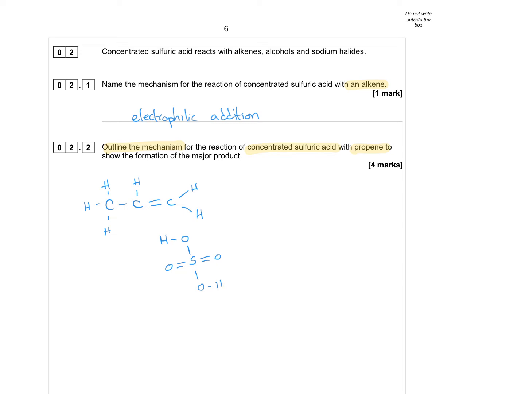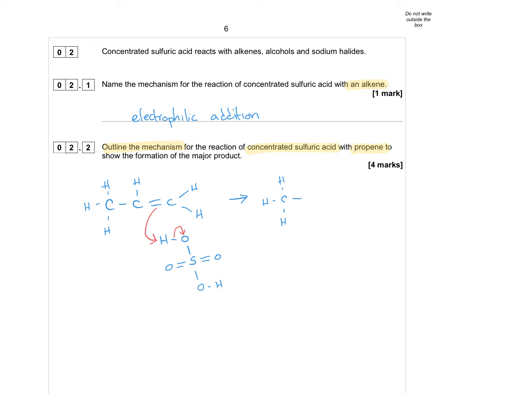So once we've drawn the propene and the sulfuric acid, we then need to draw on the curly arrow. So remember, we always draw from the electrons to the atoms. So the electrons in the double bond come down and attack the hydrogen, and then the bond between the hydrogen and the oxygen breaks and the electrons move on to the oxygen.